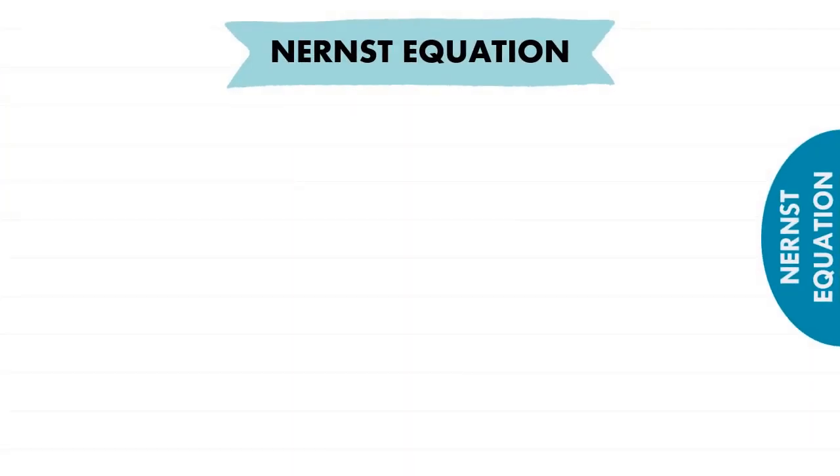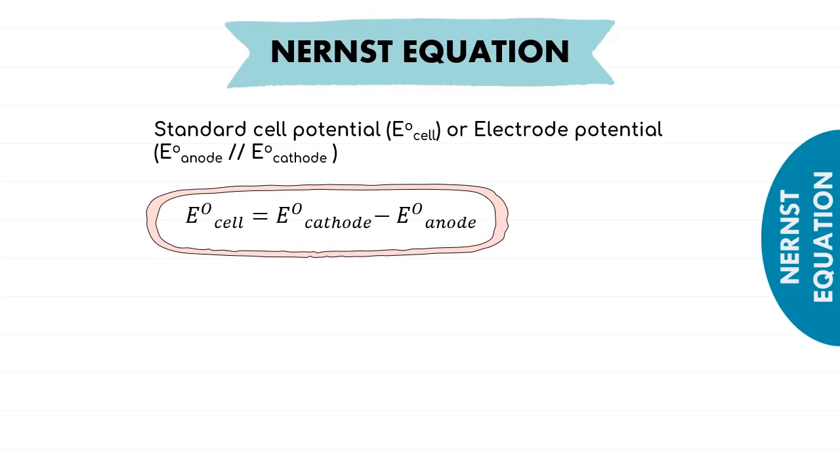Our previous example on voltaic cells often addresses the calculation of standard cell potential and electrode potential, where E naught cell is equal to E naught cathode minus E naught anode. So, we are talking about standard conditions for both situations, where concentrations of solutions are 1 molar and temperature is 25 degrees Celsius. What if we are given different concentrations of solution? Can we still use these equations?